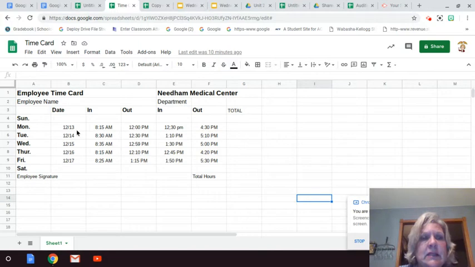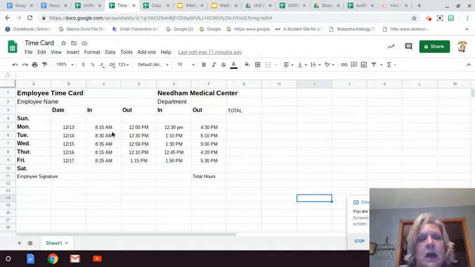I can see that on Monday, he punched in at 8:15 in the morning and then punched out at noon. Obviously he must have gone out for lunch or something like that, came back, punched back in at 12:30, and then punched out for the day at 4:30. The question is, how much total time did he work? There's some time he had off in here. So he worked this much time in the morning and this much in the afternoon, and then what's the total for the day?